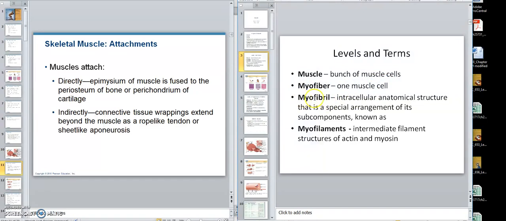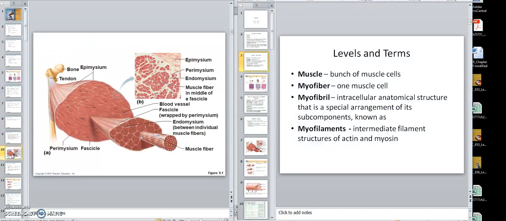If we say a myofibril, I want you to get these terms, that's an intracellular anatomical structure, a special arrangement of its subcomponents. And the subcomponents that make up a myofibril are myofilaments. So we've got to get this anatomy down. In this muscle fiber, the myofiber, would be myofibrils. Each of these little circular things is that. Then the myofilaments are within this, which we'll get to.